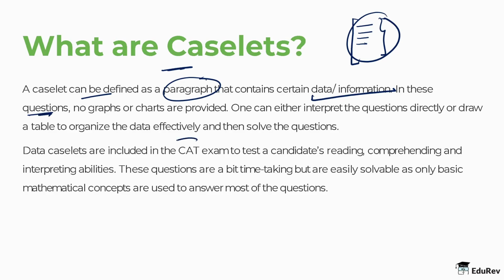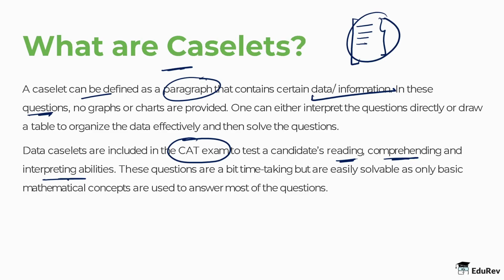Now, these caselets are included in the CAT exam to test what? Your reading ability, your comprehending ability, and your interpreting abilities. Therefore, just with the help of caselets itself, the examiner is going to test these areas of you. So that's why these things are very, very important to understand and do. And we know that caselets are very easy to solve. So you must practice a lot of them so that you do not miss any marks from this. And also, to do caselets, you need information related to topics such as profit and loss, percentages and all that. Now, all that information is also very simple, so you do not have to worry about that either.